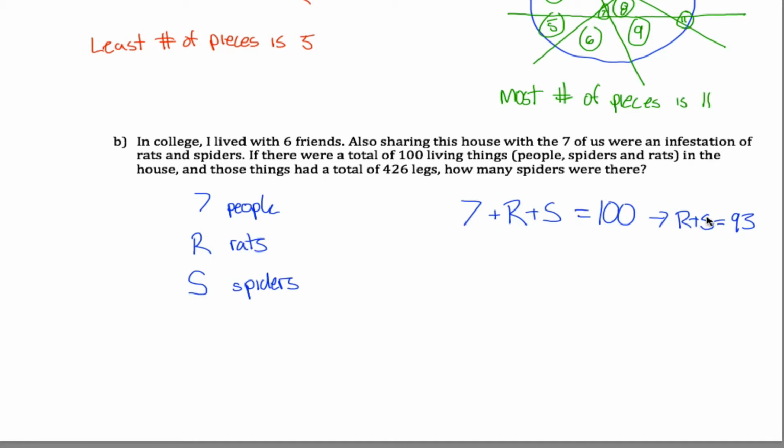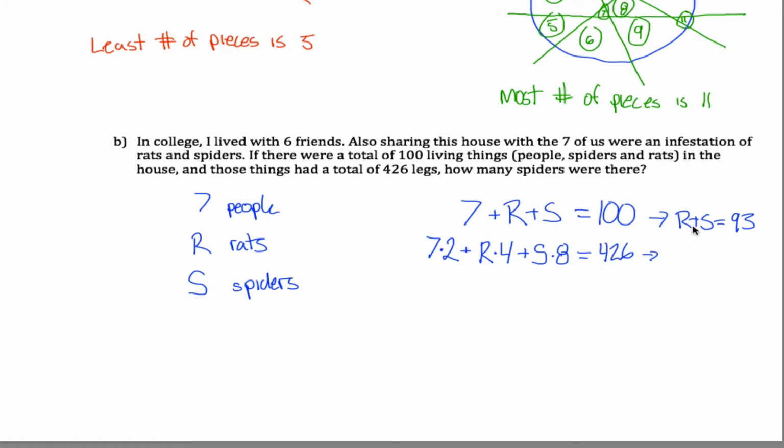So, well, let's see. Yeah, let's do it this way. People have 2 legs, right? So each of my 7 people have 2 legs. So if I'm counting up the total amount of legs, I'm getting 14 legs from these 7 people. Rats have 4 legs each. So if I'm counting up the total amount of legs that I get from rats, each rat has 4 legs, so it'll be R times 4. And if I'm counting up the total amount of legs I get from spiders, spiders have 8 legs. So the total amount of legs I get from spiders is 8 times however many spiders I have. And that is given to me in the problem to be 426.